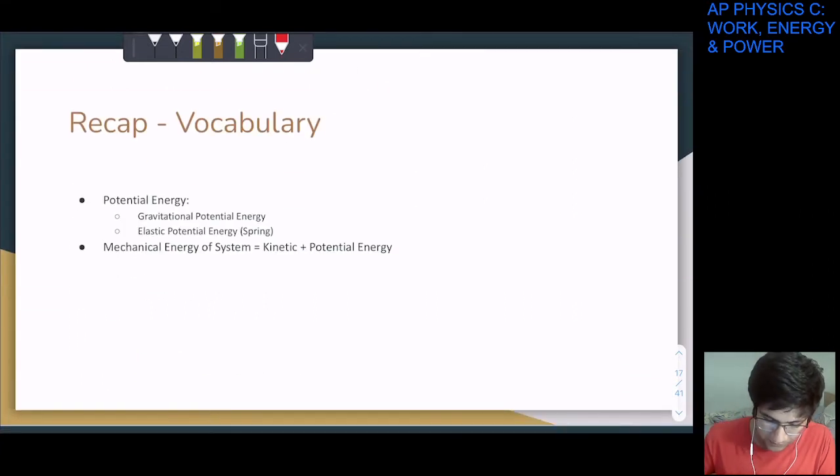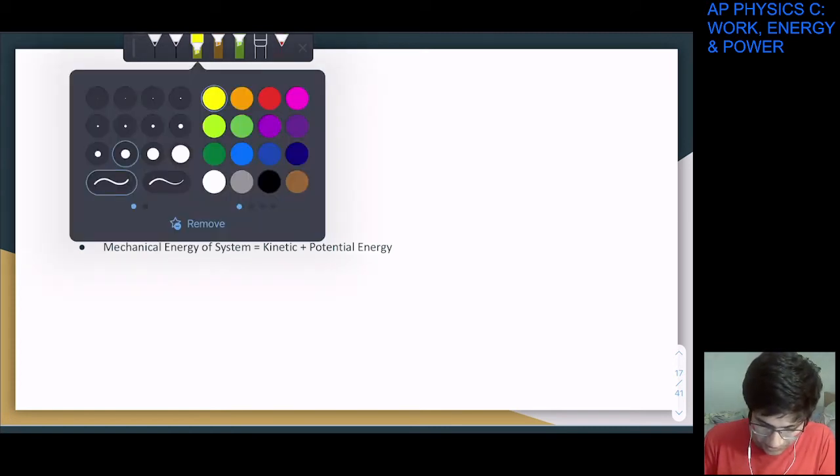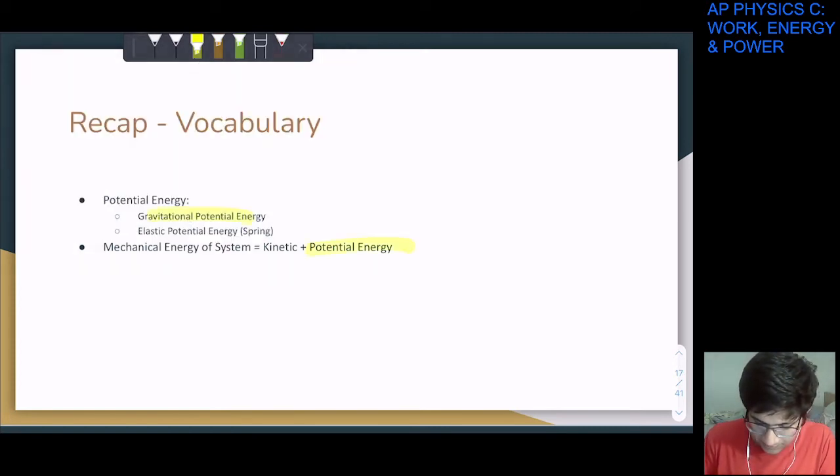All right, some vocabulary real quick. Potential energy refers to gravitational potential energy. It also refers to the elastic potential energy of a spring. And the mechanical energy of a system is this exact same potential energy plus kinetic energy.